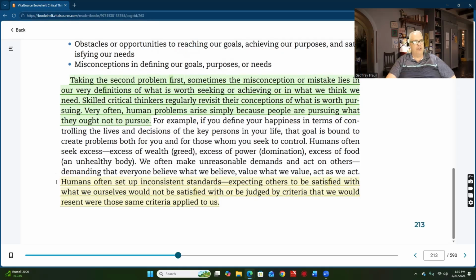What are the job requirements of a president, of a congressperson, of a senator, of a representative, of your governor? You know, if you don't know these things, please don't get out and vote. Stay home until you know what's going on, right? Humans often set up inconsistent standards, expecting others to be satisfied with what we ourselves would not be satisfied with, or be judged by criteria that we would resent were these same criteria applied to us.